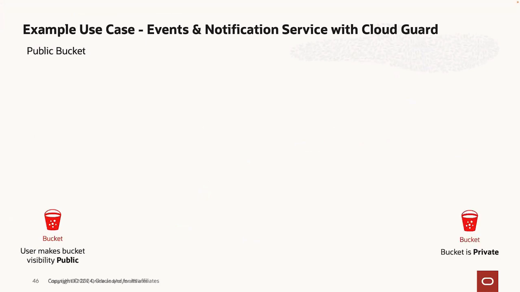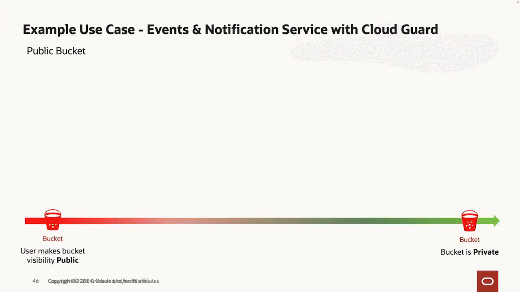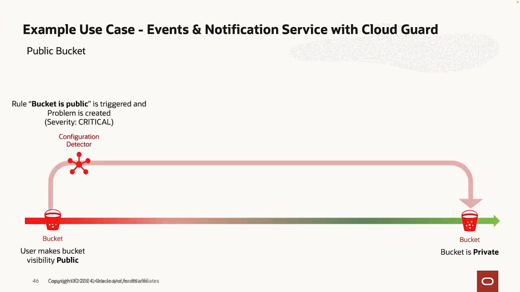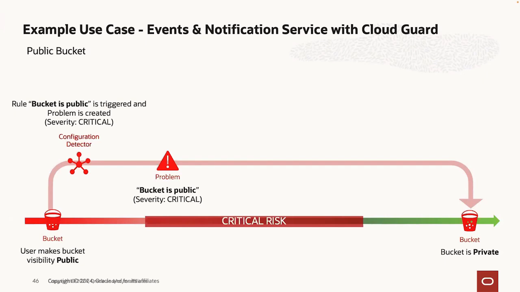Somebody created a bucket. A bucket should not be public. It should be private, but it was created public. So what we have is a CloudGuard configuration detector, which would detect that this is a problem. It would create a problem for us, with a criticality associated with it. Right now we have it associated as a critical problem. Once the problem is detected, we have a recipe which would actually mark the bucket private. So it is more like a remediation that we have.